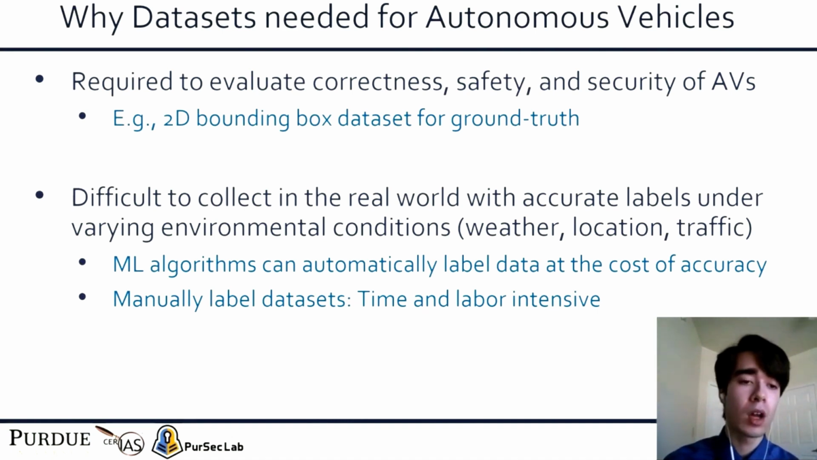One way to do it would be to use a machine learning algorithm to automatically label your data. That comes at the cost of accuracy. Currently, machine learning algorithms average 60 to 70% accuracy for object detectors, depending on your application. So you're not going to get a 100% correct result if you do this. The other way is to manually label your datasets. You have actual people look at the data and label pixel by pixel or object by object. But of course, this is time and labor intensive.